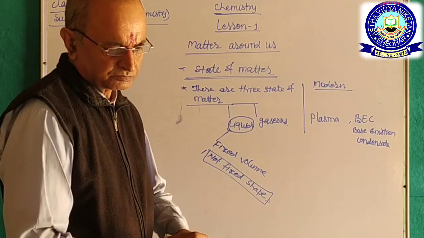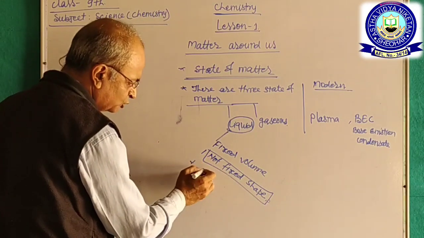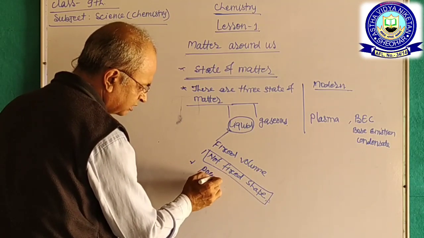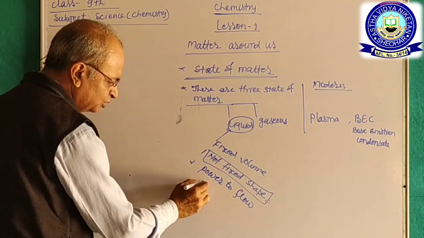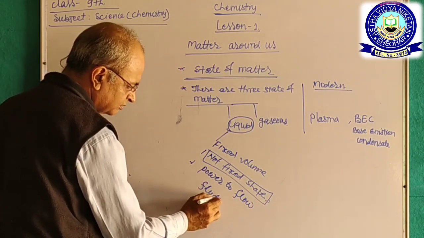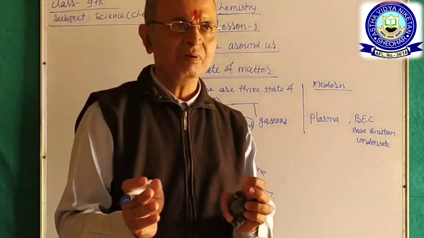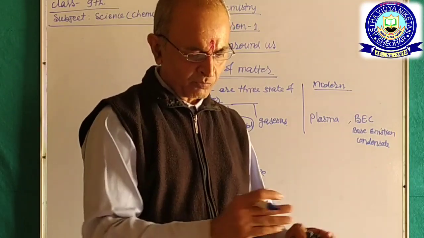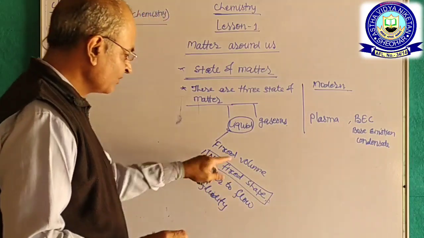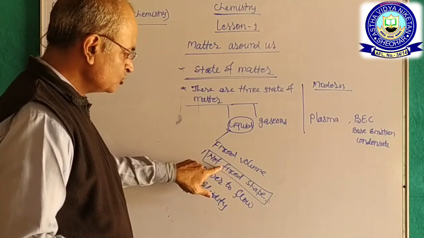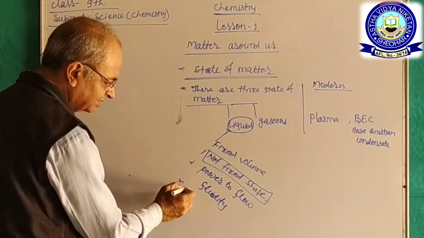And after that, they have a power to flow. That is called fluidity. Fluidity means liquid has the capacity to flow. Therefore, liquid has the following characters. They have fixed volume and not fixed shape and power to flow, and they also have density.